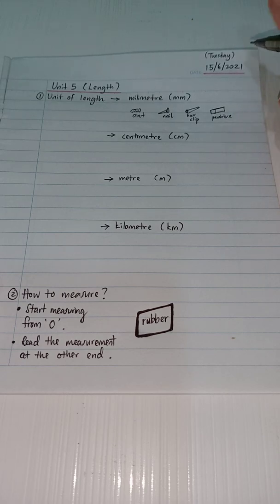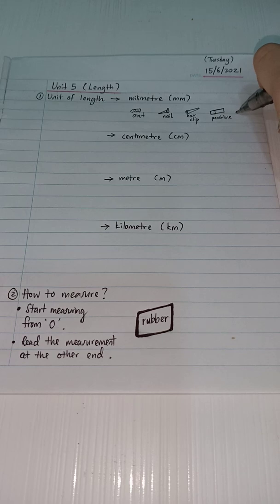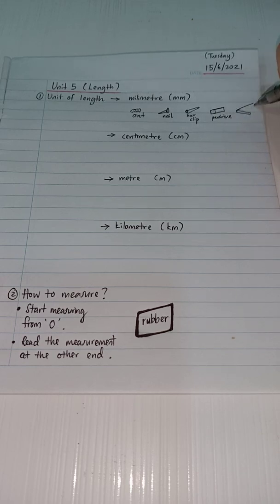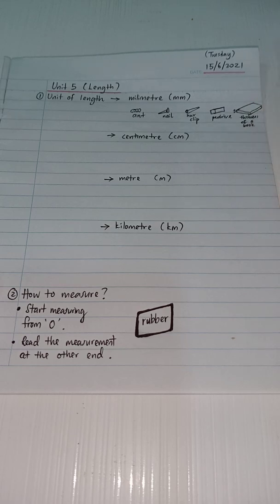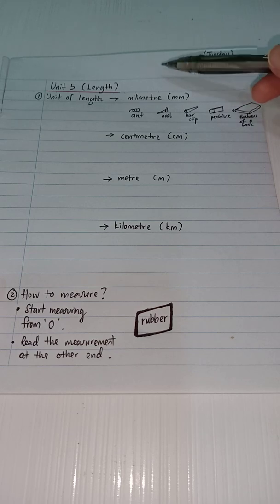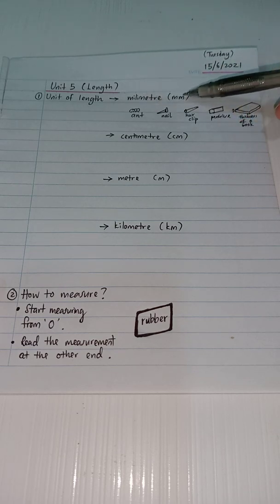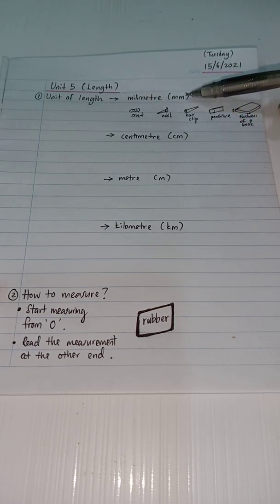Even if you want to measure the thickness of the book, this is the book, right? Some books are thick, and if you want to measure the thickness of a book, you can use the unit of length millimeter, which is what we call mm.